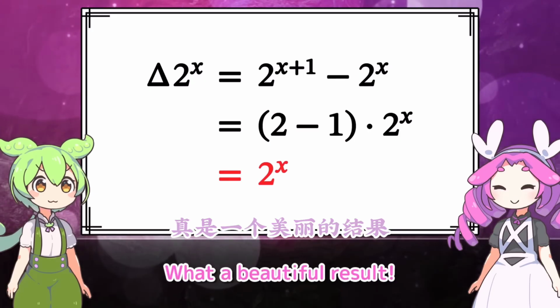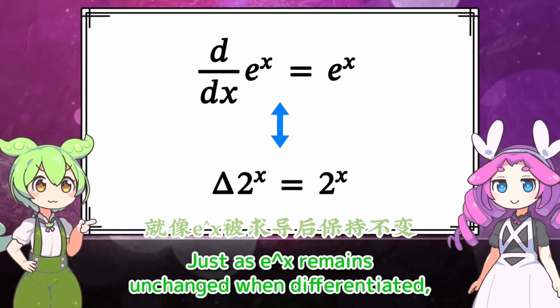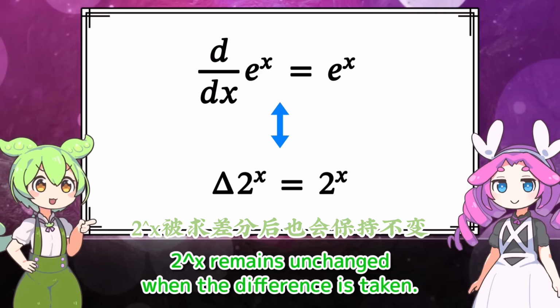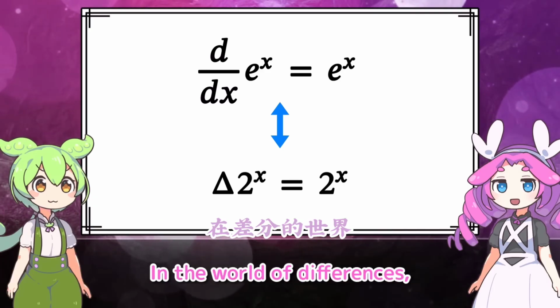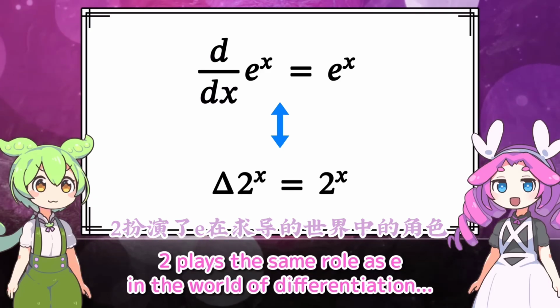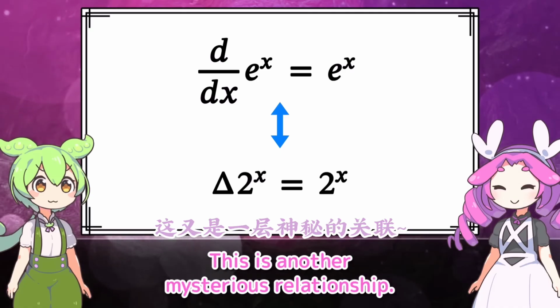What a beautiful result. Just as e to the x remains unchanged when differentiated, 2 to the x remains unchanged when the difference is taken. In the world of differences, 2 plays the same role as e in the world of differentiation. This is another mysterious relationship.